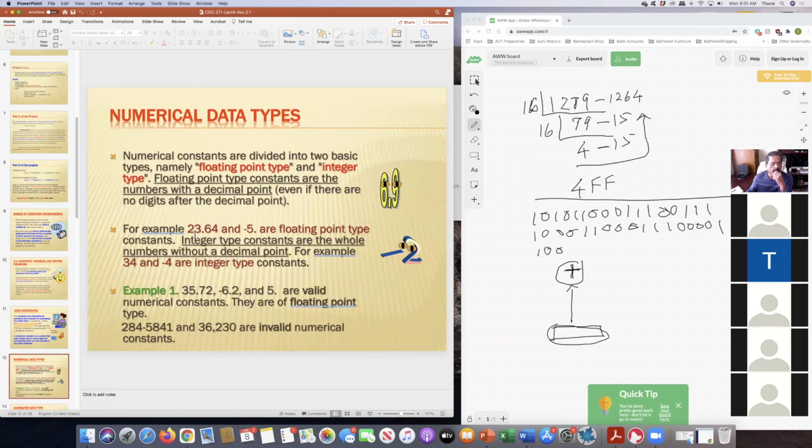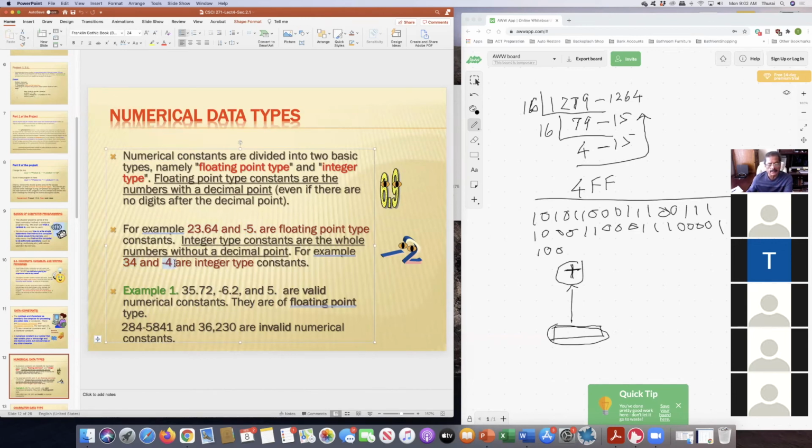Okay, so 23.64 is, I mean, it's a numerical constant, which is a floating point number. Minus 5 point. If you put a point behind it, then it is floating point type. Only whole numbers without a decimal point will be the integer numbers. So 34 is an integer, minus 4 is an integer. Okay, that's how it's defined.